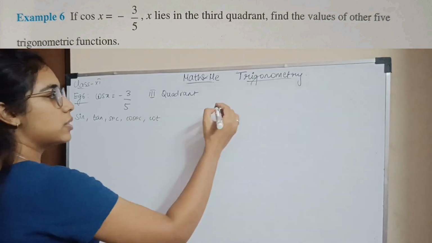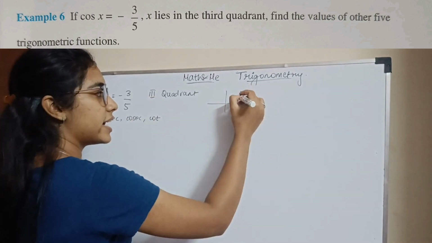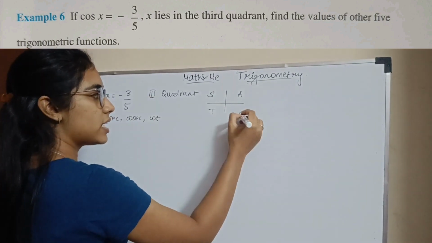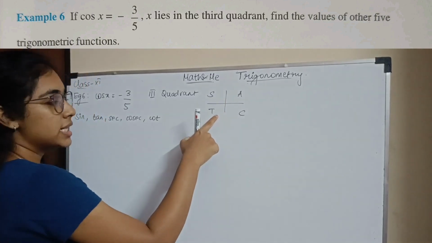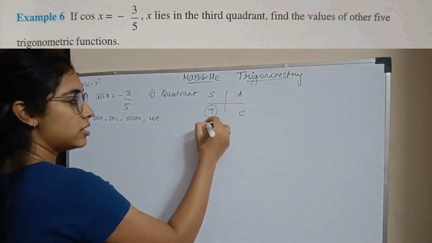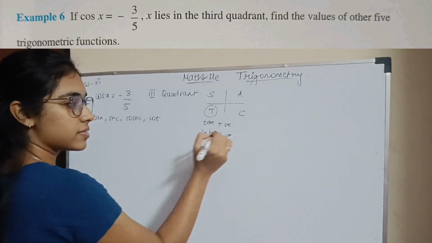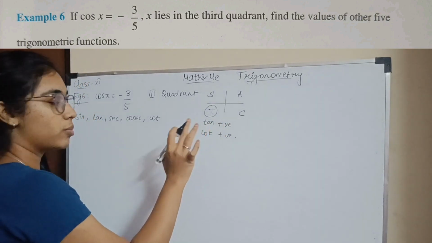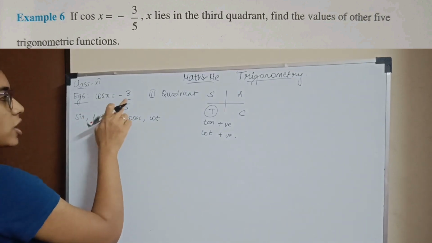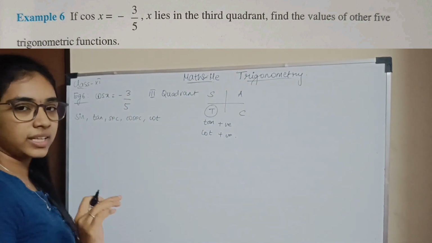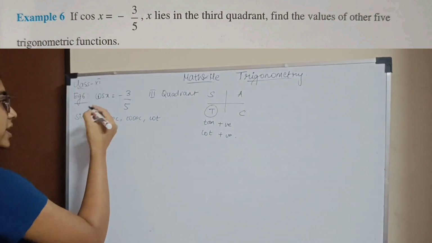Okay, so now, what does third quadrant mean? When I draw this, I have all, silver, tea, cups: first, second, third quadrant. In the third quadrant, tan is positive, so cot is also positive. Okay, so this is how we should look at the signs. All the others are negative. So when you have cos x equals minus 3 by 5, you have to find the other trigonometric functions. So what relation can we use?